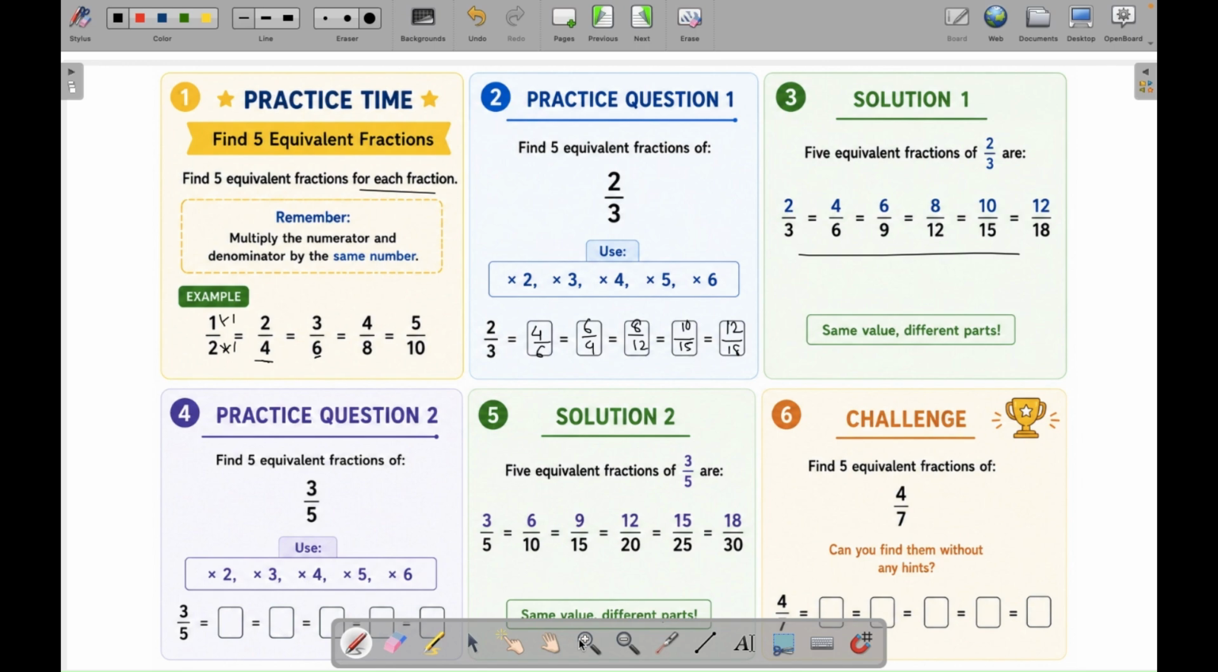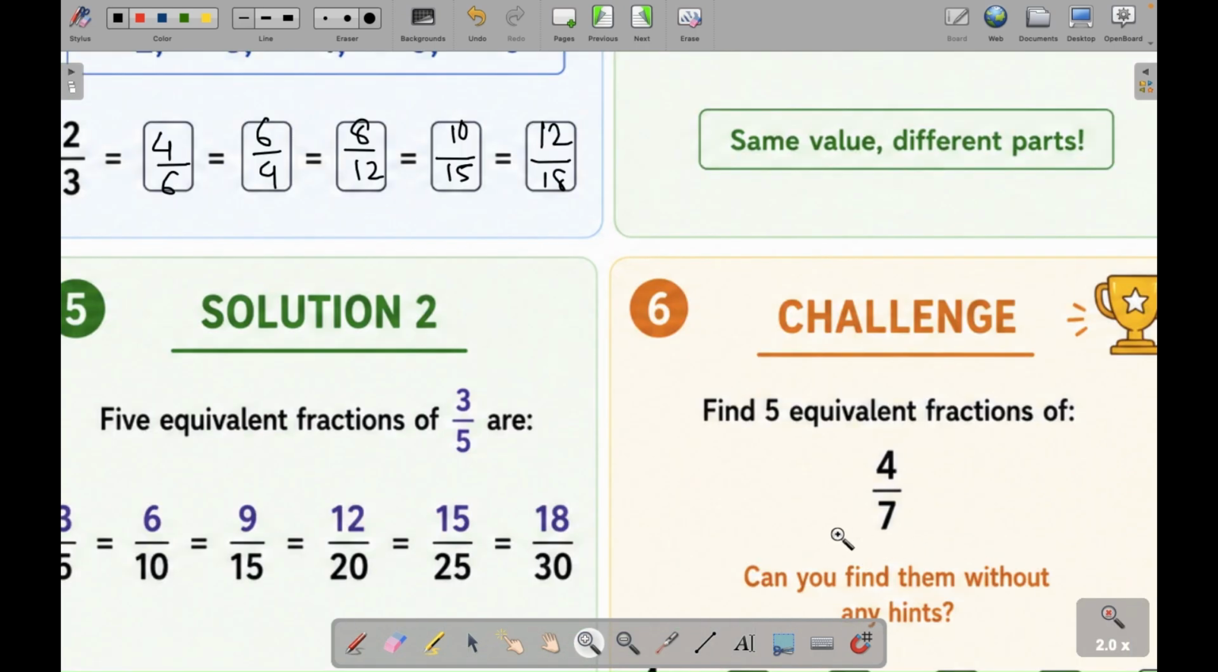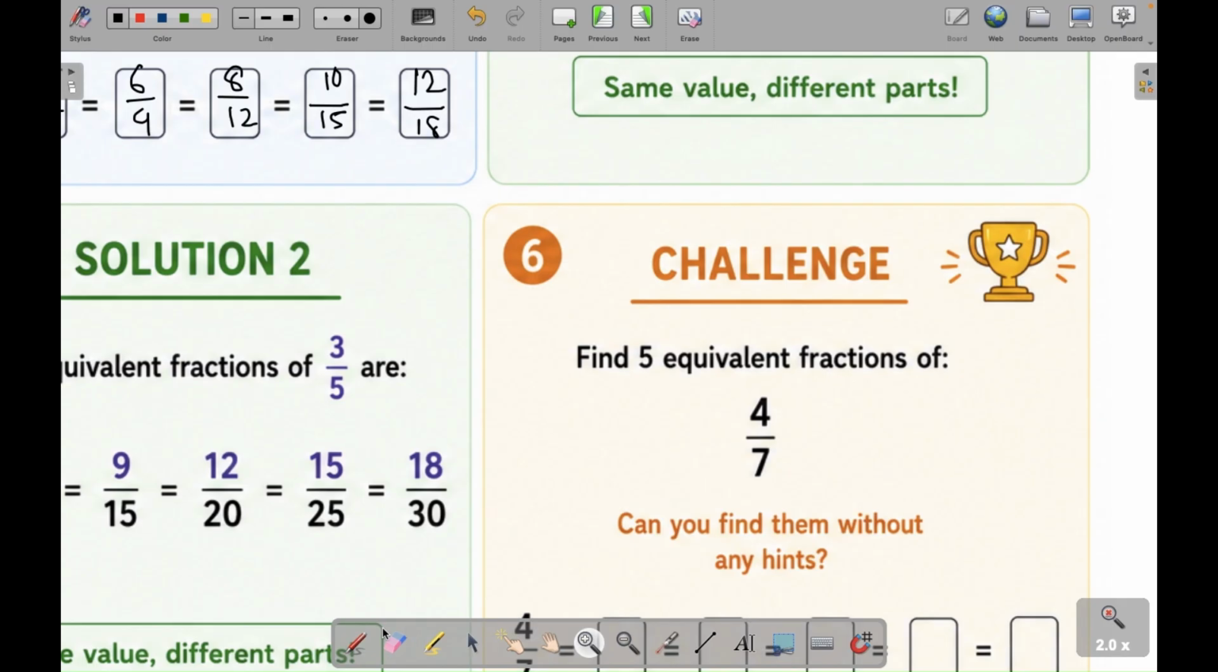Okay, try to solve this question on your own. This is going to be easy because we have already discussed how to find equivalent fractions. We need to find 5 equivalent fractions of 4 upon 7. So the same process you have to apply. Try solving this on your own, and we move on to the next type of question that we can get.